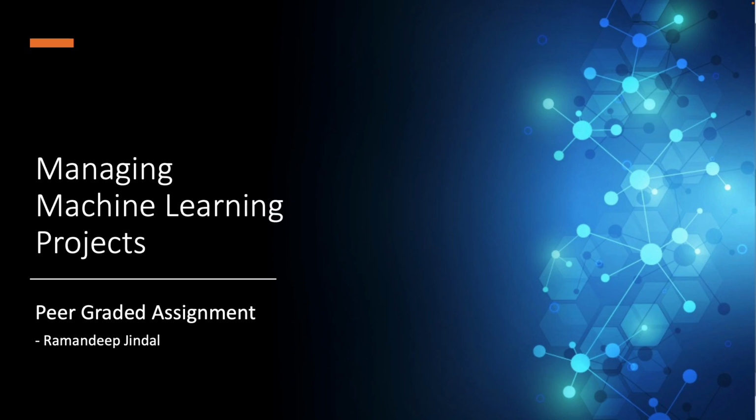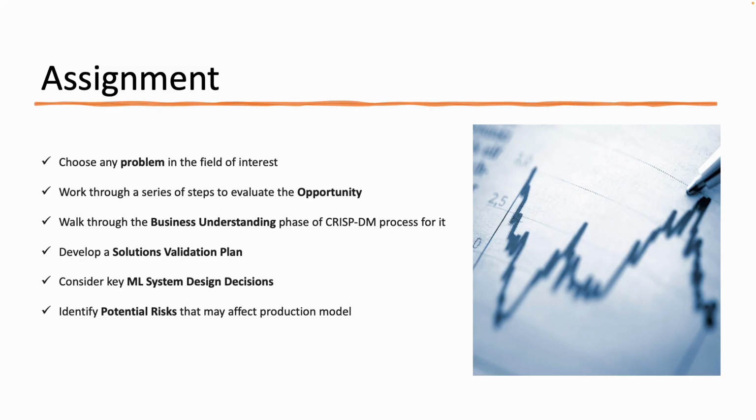I'm here to present the peer graded assignment for managing machine learning projects. Let's look into our assignment. So we have to choose a problem in the field of our interest, work through a series of steps to evaluate the opportunity, walk through the business understanding phase of CRISP-DM, develop a solution validation plan, consider key ML system design decisions, and then lastly, identify potential risks that may affect production models.